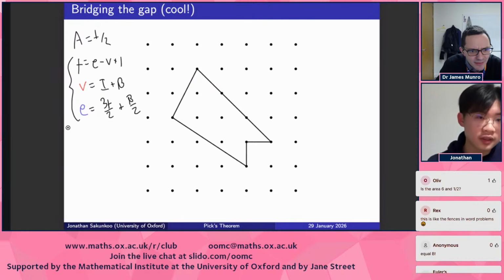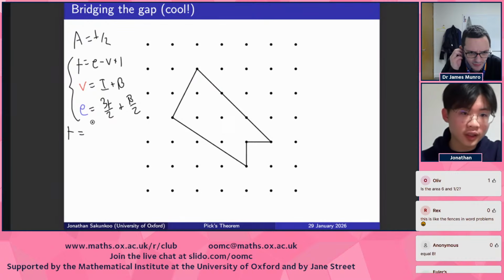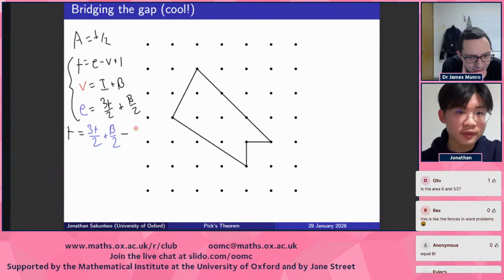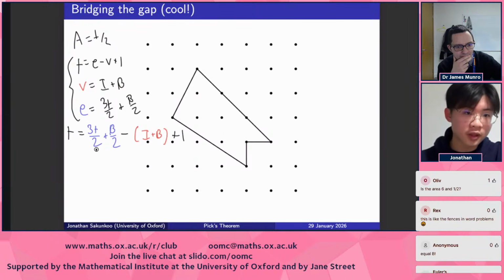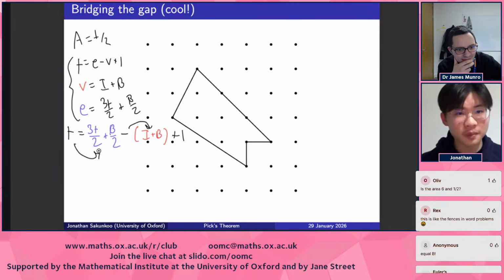So T equals, and then in blue we have 3T over 2 plus B over 2, minus, and then in red, I plus B. And then just plus 1. And so we can do a bit of algebra, moving this to that side, distributing the negative, whatever. It's a bit of work. I have plenty of time, so I might go through it.